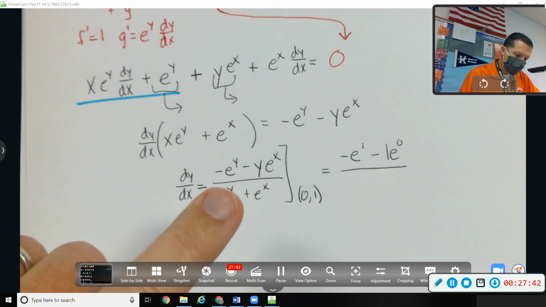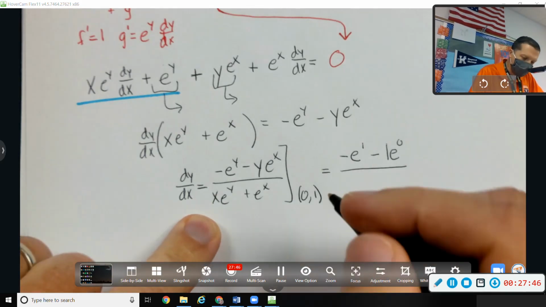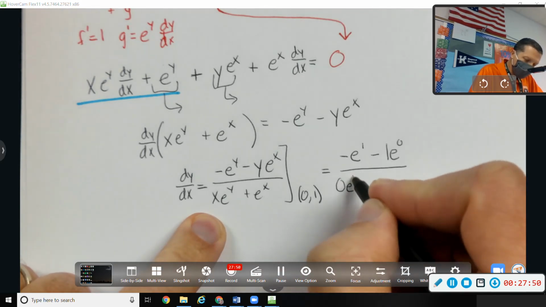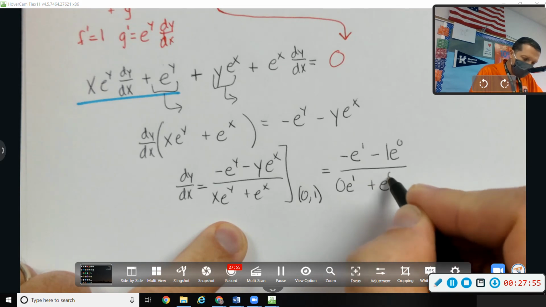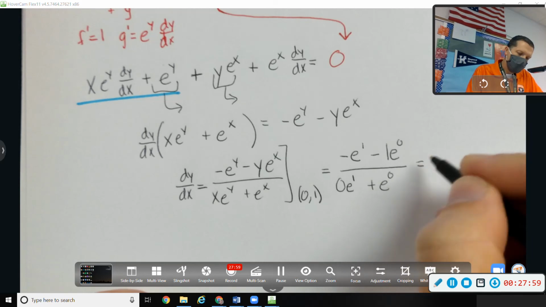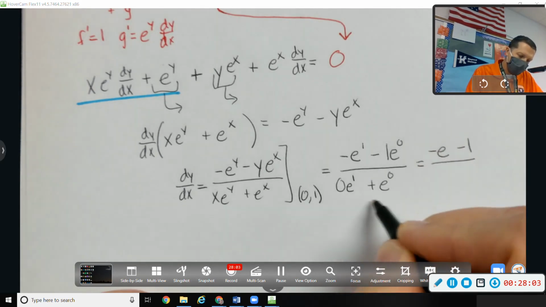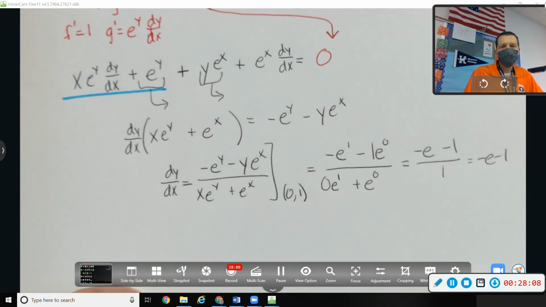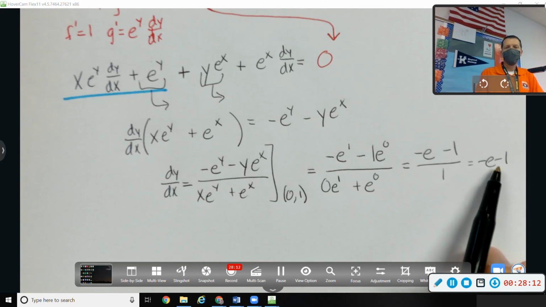Then in the bottom, again, I'll clean that up in a minute. I'm just plugging things in right now. X is 0, e to the 1. Of course, that's going to go away. Plus e to the 0. So negative e minus 1 over 1. So that's not as awful as it could have been. Still yuck, but not as bad as it could have been.